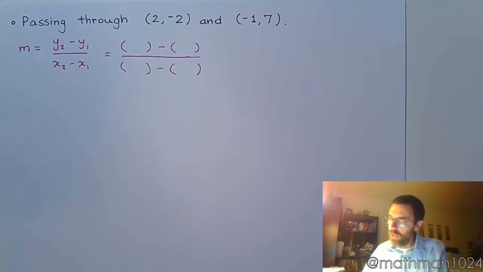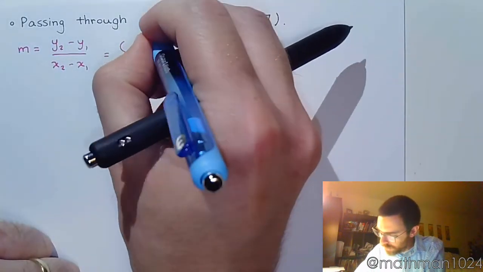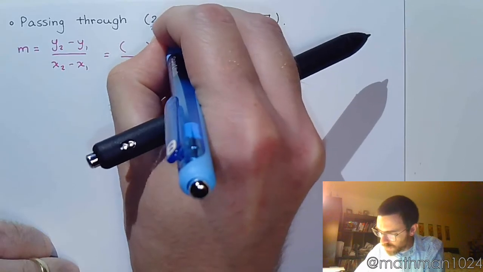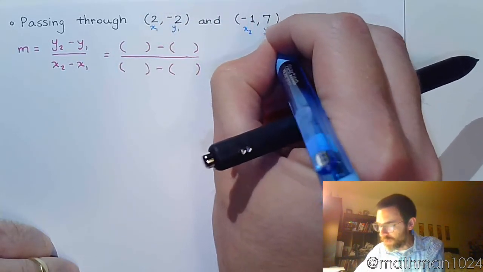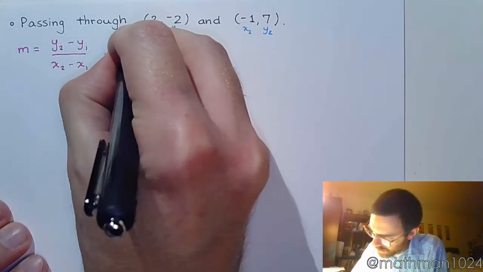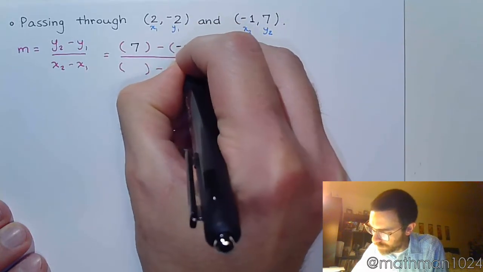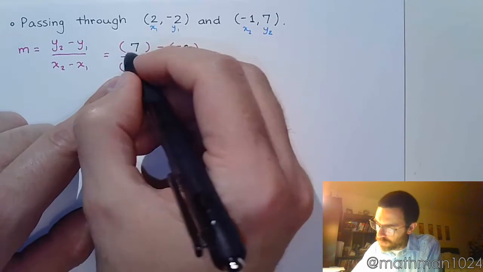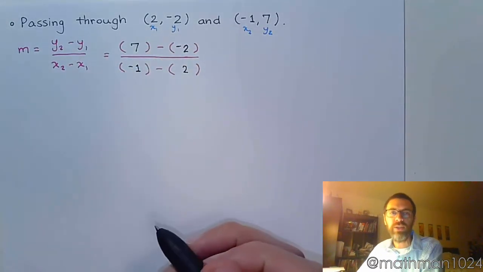All right, so y2 and y1, what does that mean? Well, if you label these and you say this is x1, then that has to be y1. That's x2 and that's y2. So those little subscripts, that just denotes between the first order pair versus the second order pair. All right, so y2 is 7. y1 is, there we are at negative 2. x2 is negative 1. And x1 is positive 2.